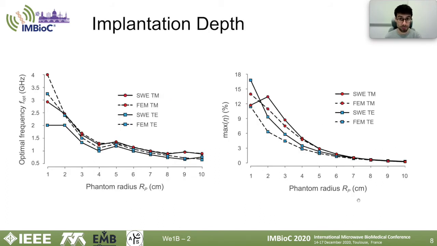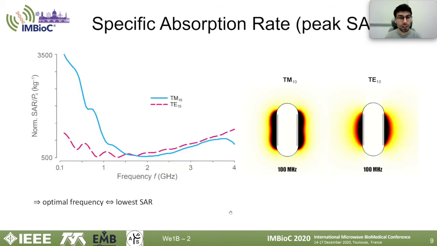Implantation depth is a very important parameter to consider. Obviously, the optimal frequency and the achievable efficiency both depend on the depth, and both are inversely proportional to it, related mostly to the increased role of the attenuation.